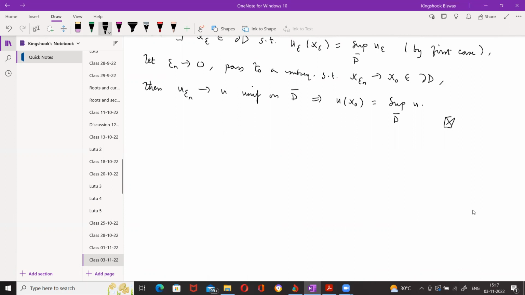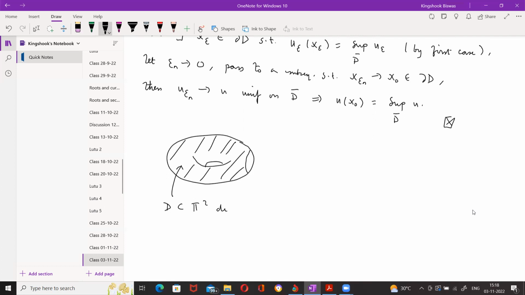Just take a torus. And now take the torus minus a disk. This domain does not embed into Rn, into R2. This D inside the two-torus does not embed as a domain in R2.